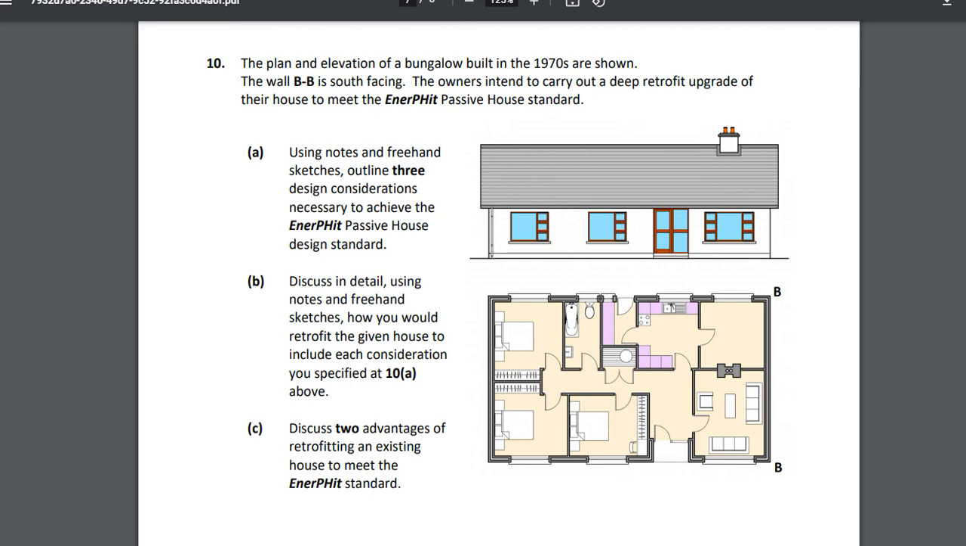Part C then, discuss 2 advantages of retrofitting an existing house to the Passive House standard. So it's always the same thing. Reduced energy bills, reduced CO2 emissions. It's going to be a more comfortable house to live in. Those are always your big 3.